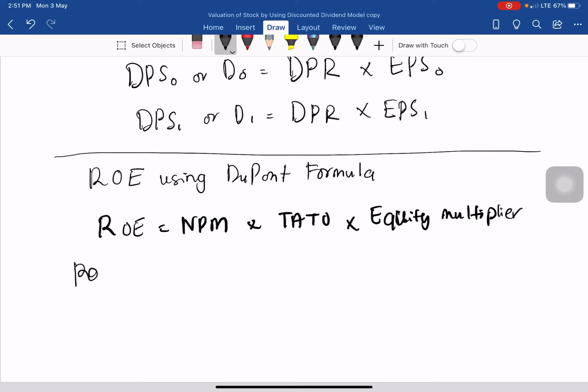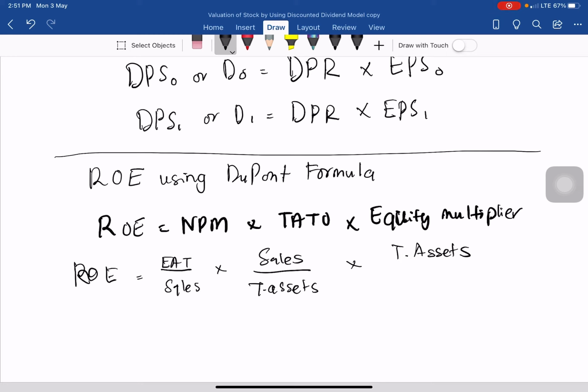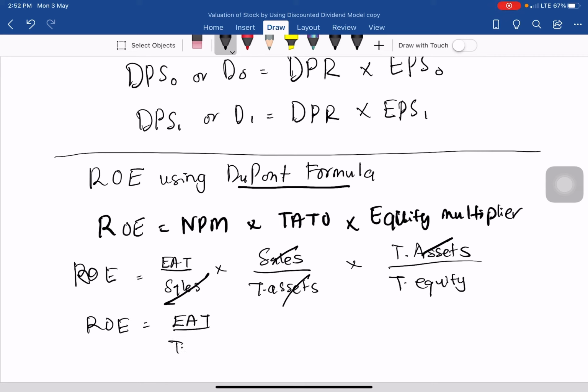The net profit margin NPM is equal to earning after tax divided by sales. TATO is equal to sales divided by total assets. The equity multiplier is equal to total assets divided by total equity. Based on the DuPont formula, sales and sales cancel out, total assets over total assets cancel out, so you get ROE equal to earning after tax over total equity.